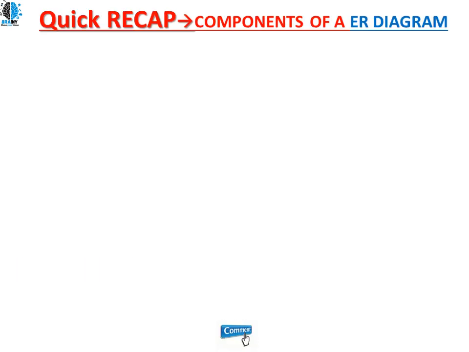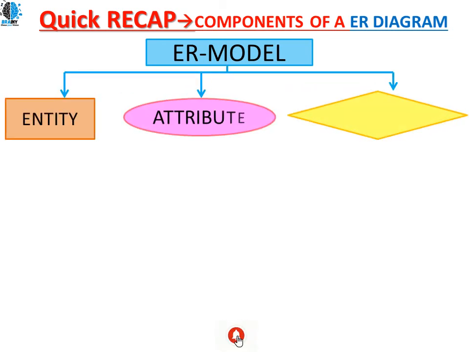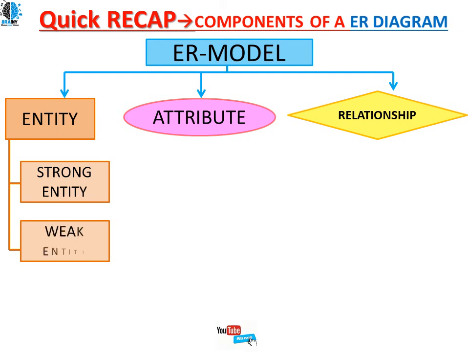In the quick recap, let's see the components of the ER diagram. The components of the ER diagram are three: entity, attributes, and relationships. Coming to entity, entities are of two types: strong entity and weak entity. Strong entity will be having a key attribute, that is primary key, whereas weak entity will not have a primary key in it, and a weak entity always depends on a strong entity whenever it is there in a schema or an entity set.